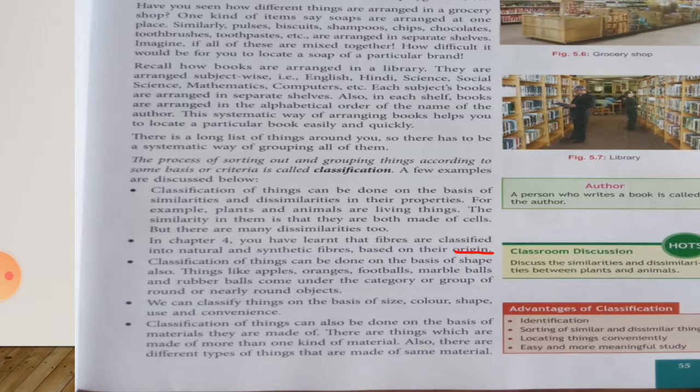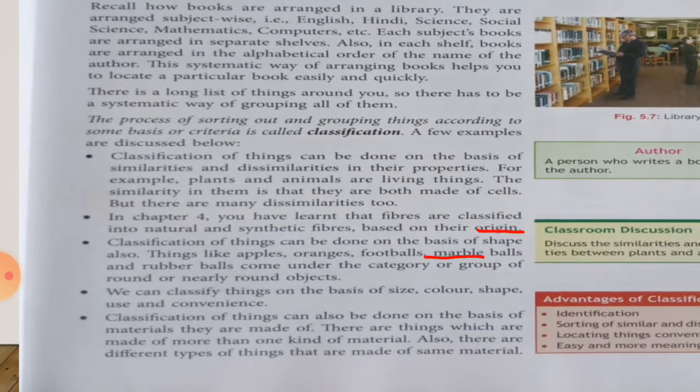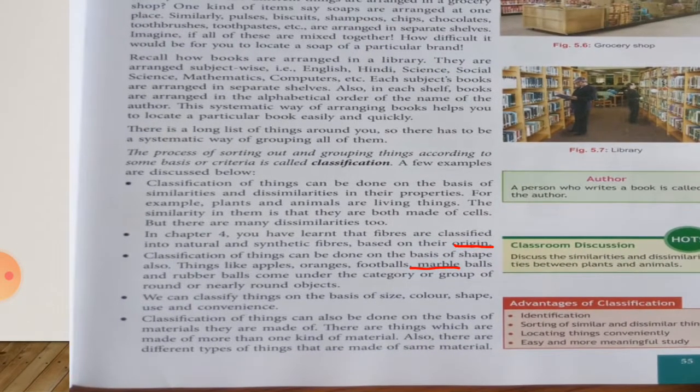Now the third point. Classification of things can be done on the basis of shape also. Things like apples, oranges, footballs, marble balls and rubber balls come under the category or group of round or nearly round objects. What do you mean by marble balls? They are small glass balls. You have seen them in your childhood.